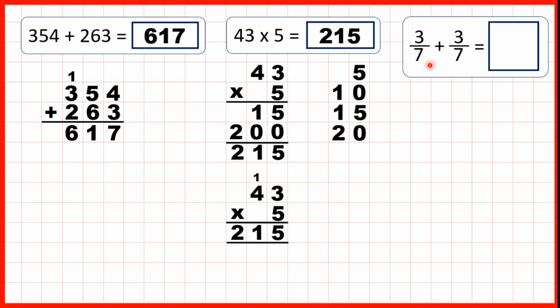Now here we're adding fractions with the same denominator. So we know that we keep the denominators the same and just add the numerators. 3 plus 3 is 6, so our answer is 6/7.